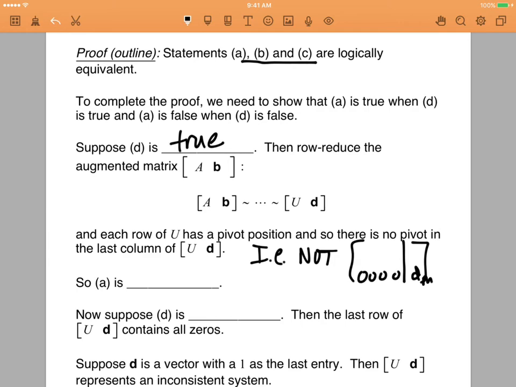So if every row of U has a pivot position, then you can't have a row of zeros. So as long as you don't have that, then A has to be consistent. Sorry, A is true, because the system is consistent. I would say, so the system is consistent.